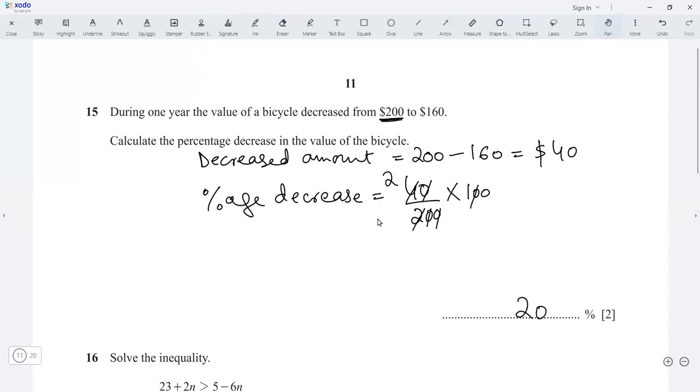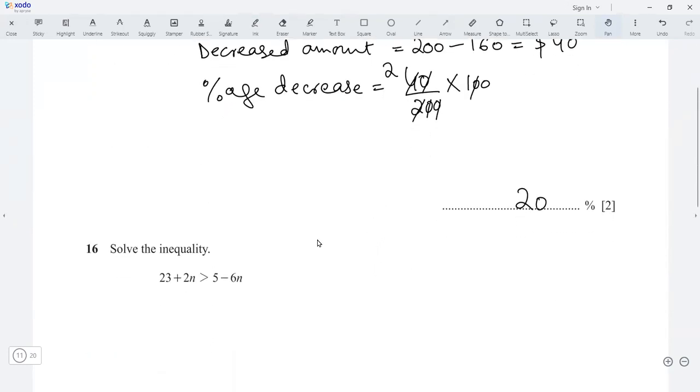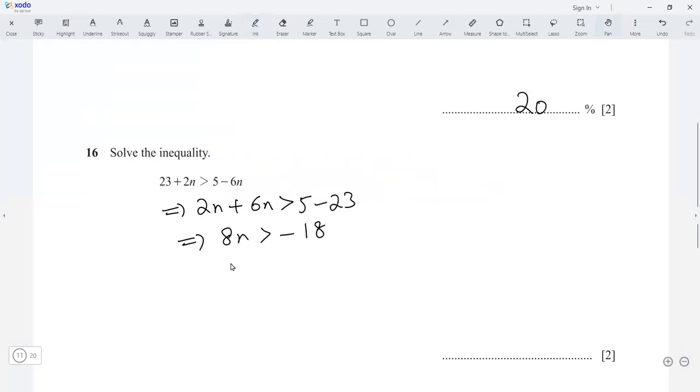Moving to the next question, that is inequality. An inequality can be simplified like an equation, bringing the variables onto one side: 2n plus 6n greater than 5 minus 23. Add both of them, which results in 8n greater than negative 18. Now we have to divide by that 8 on the other side. So the answer is n greater than minus 18 over 8.